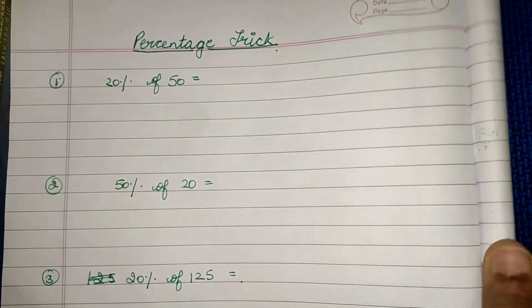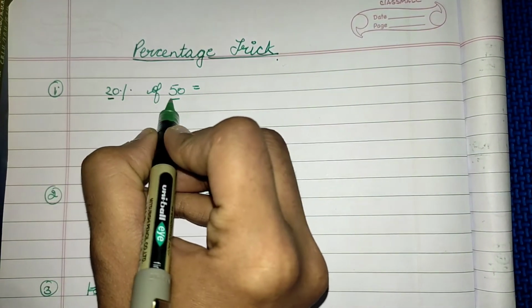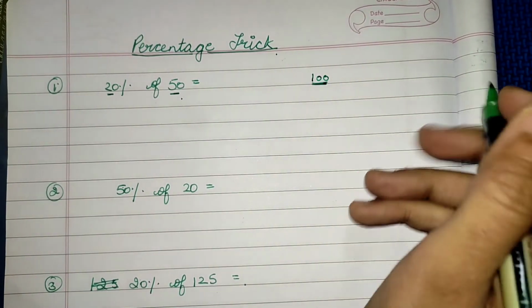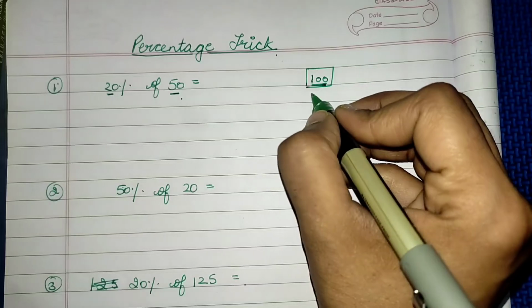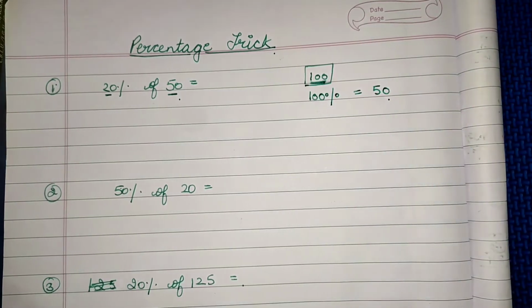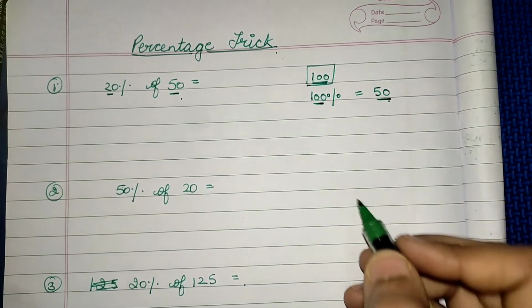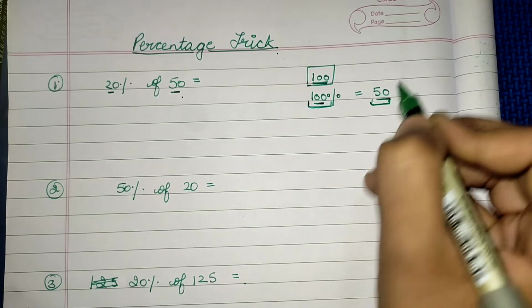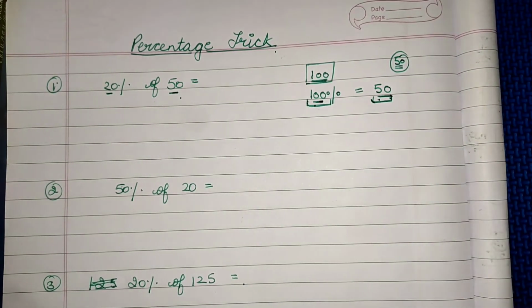Okay, so for that, first understand what it means. If I have to find out 20% of 50, what does it mean? Percentage is basically related to 100. It means we consider that our number is equal to 100%, because we have the complete number, and the complete value we consider equal to 100%. So we know that 100% is equal to 50. Suppose my number is 50, so 100% of that will be equal to 50.